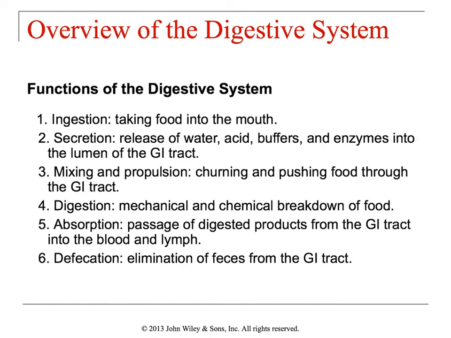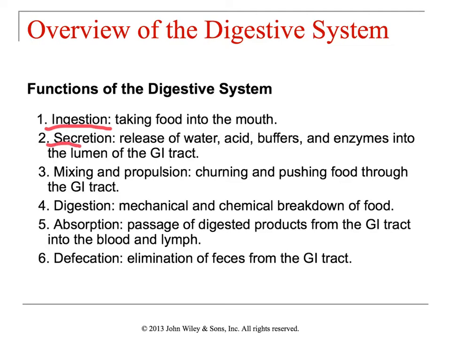So there are 6 main functions of the digestive system, and they totally make sense. So ingestion is the first process. Ingestion is going to be how we're going to take food in to the mouth, so we ingest it.